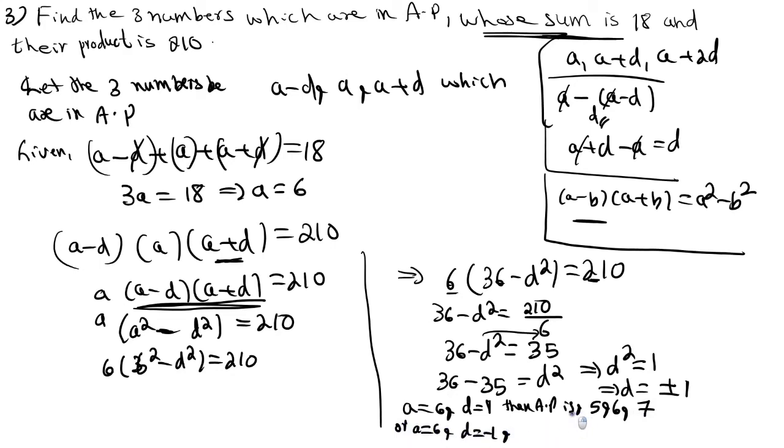Or a value is equal to 6, if d value is equal to minus 1, what is the AP? First term, a minus d means 6 minus (minus 1), it is equal to 7. Then the second one, a, the value is 6. And the third one, a plus d, means 6 plus minus 1, 6 minus 1 equal to 5. D value equal to plus 1, AP is 5, 6, 7. D value is minus 1 means AP is equal to 7, 6, 5. The numbers are the same, but the first one is in ascending order, and in the second one the AP is in descending order.